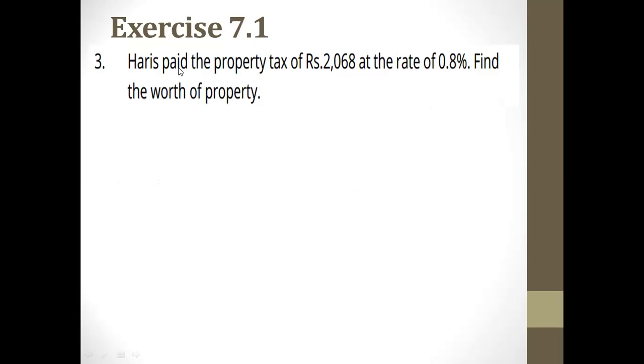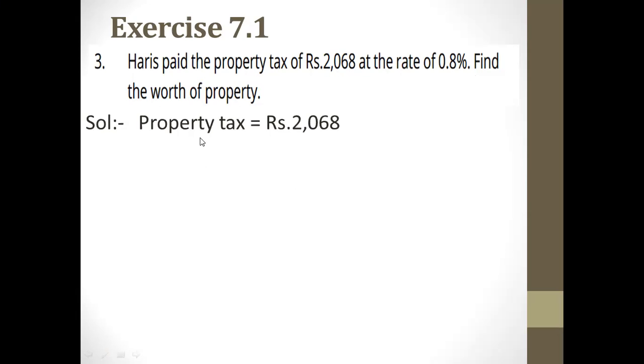Come to question number 3. Haris paid the property tax of rupees 2068 at the rate of 0.84%. Find the worth of property. Student, this is the inverse of question number 2. In question number 2, the worth of property is given and the percentage of tax is given, and you find the amount of the tax. Here the amount of the tax is given, and the rate of the tax is also given. You have to find the worth of a property, that is, on how much property you have to pay 2068 rupees if you pay at 0.8%.